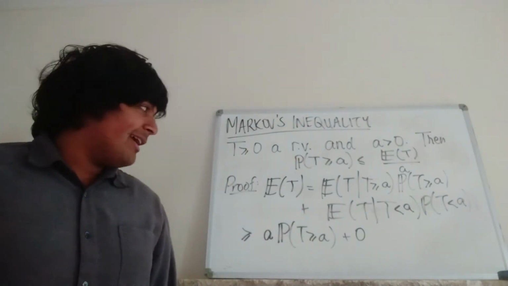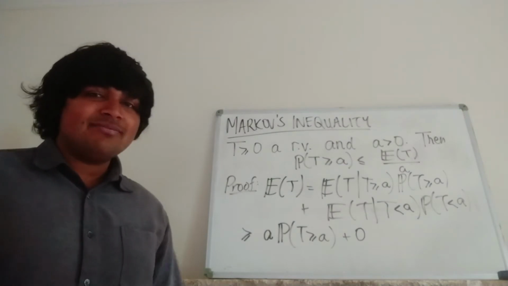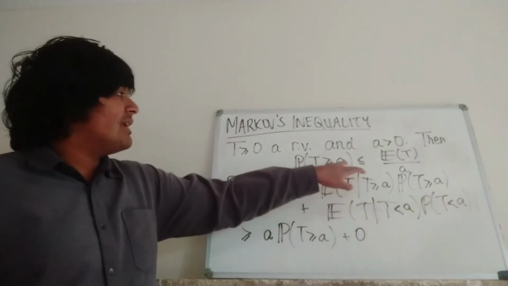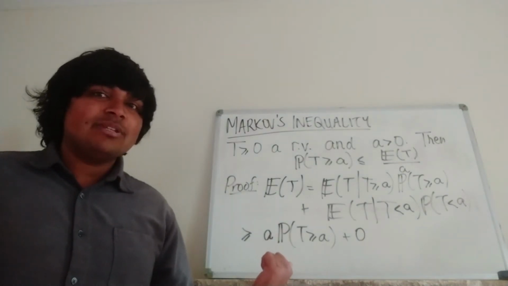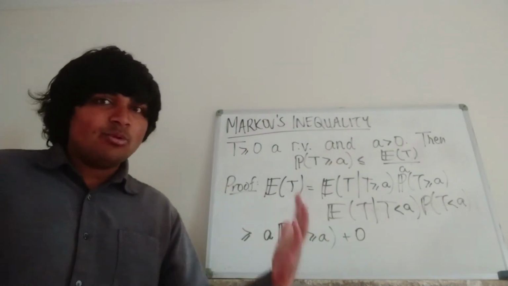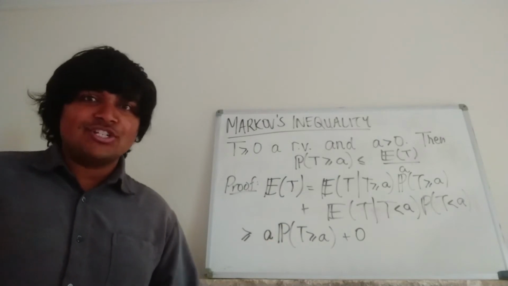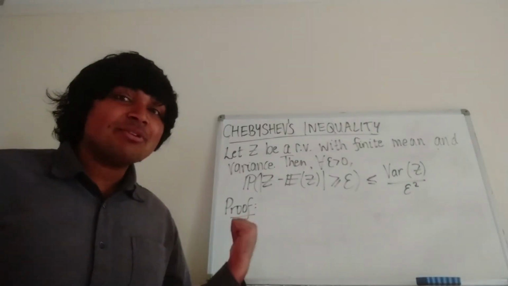Then just divide through by a on both sides, remembering that a is positive, so that won't affect the inequality, and you're going to get this thing here. So that's Markov's inequality proved. The next thing I need to do is prove Chebyshev's inequality, and then we'll be able to prove the weak law of large numbers. Okay, so here's Chebyshev's inequality.